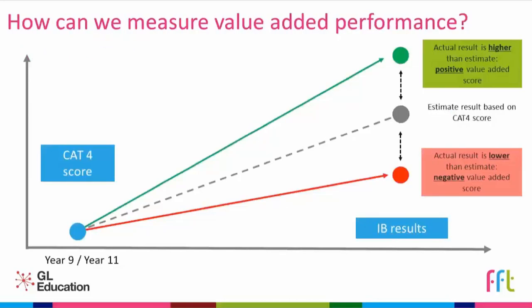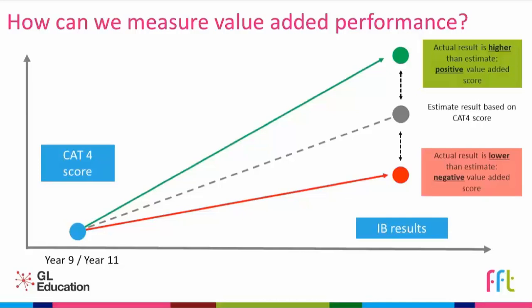In terms of how we actually do the value-added calculations, you can see here on this chart that we'll be using CAT scores from students around about year 9, 10, 11. So it's a CAT score either before or at the start of the IB diploma. We can use that CAT score to estimate where we think students will get to in their IB diploma. We can do that at a subject level, at a subject grouping level, or for the overall diploma score as well. And some students will, based on their estimate, achieve results that are in line with that estimate.